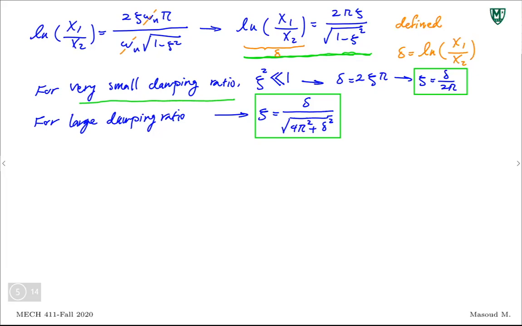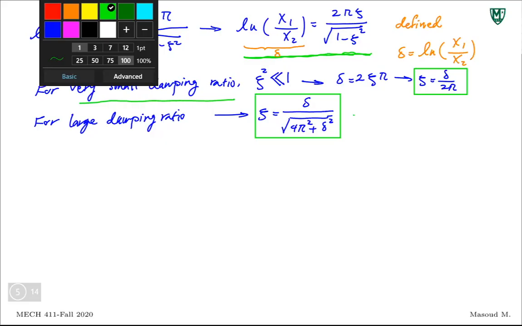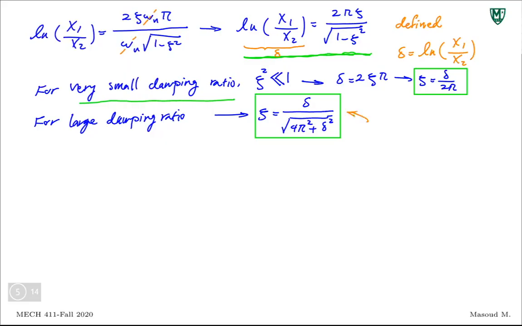So this is, let me put it this way. Green probably is not the best color to use. For two successive peaks.